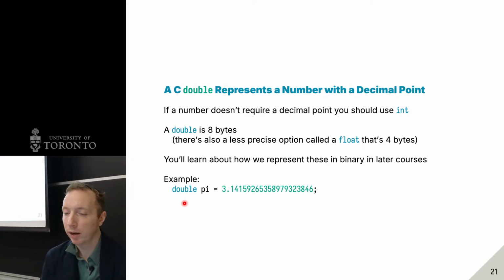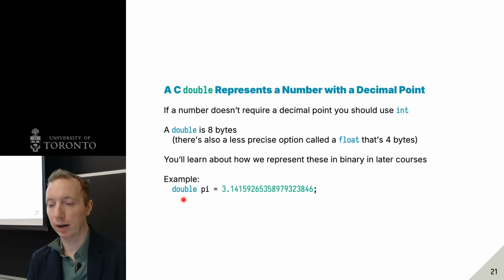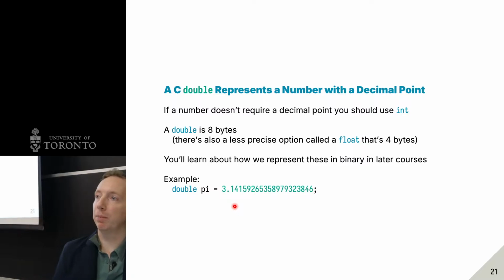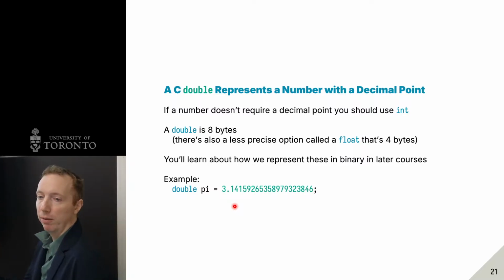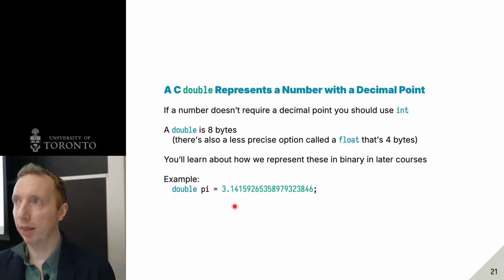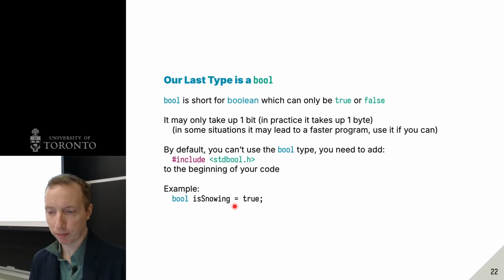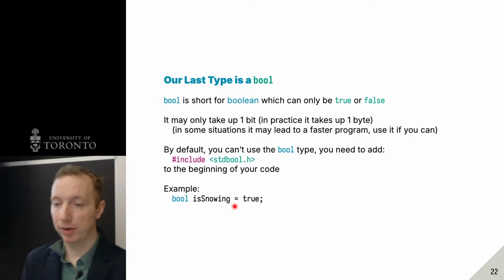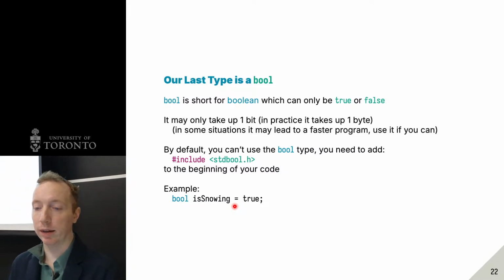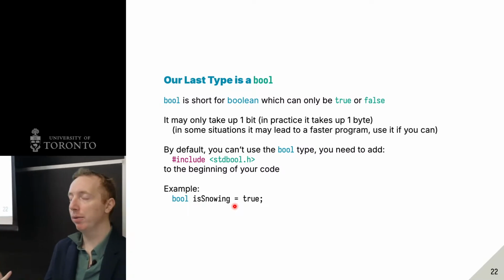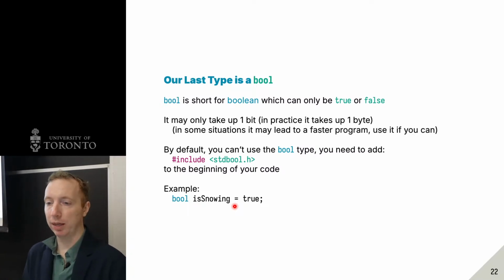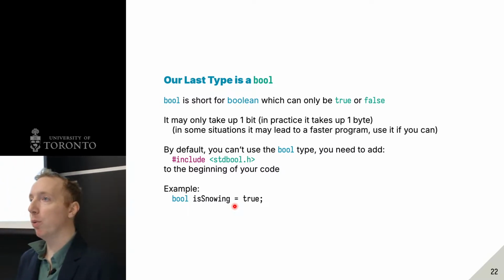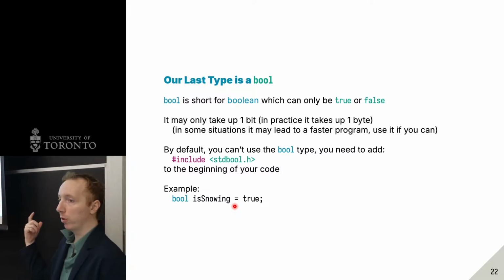All we need to know is that it can represent a number with decimals. So for example, if we want to represent pi, we could declare some variable with the name pi of the type double, and then we can type something like 3.1415 and so on, and that's a perfectly good thing we can do. The last type we'll use in this course is something called a Boolean. So the type, again, C has to shorten everything just because, and they shorten it to bool. So a bool can only take one of 2 values, either true or false.